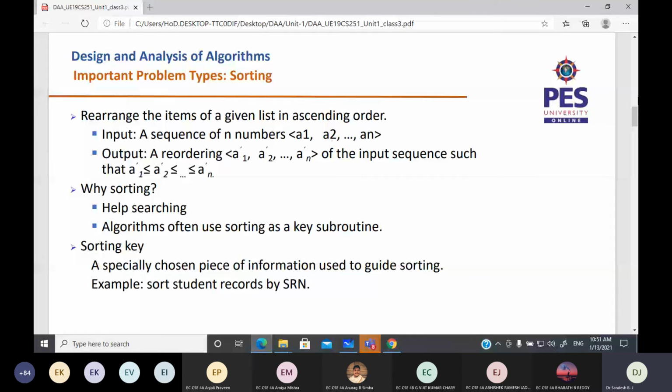Or if a company wants to sort the records of their employees, the employee ID becomes the key, and using the key, we are going to sort the records so that if you are searching for an employee or a student, then it becomes much easier. So we go for sorting algorithms. We use a word called key for the key in the record.